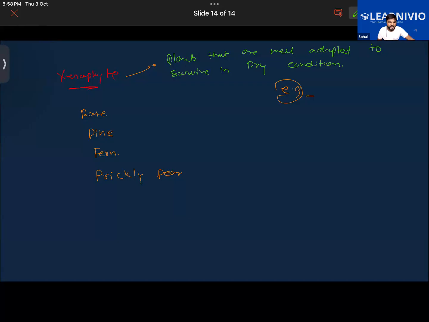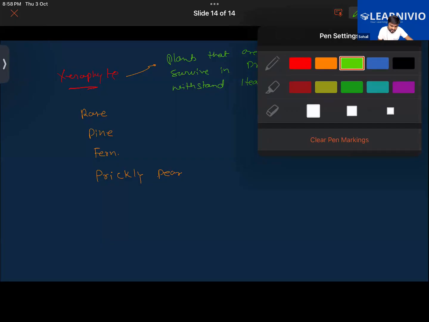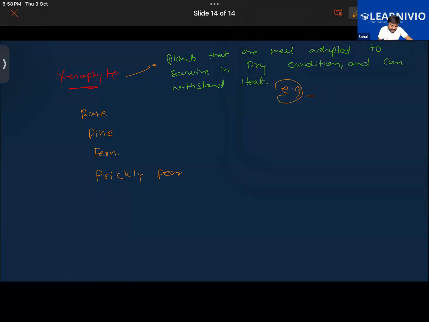Further, they can survive in dry conditions and can withstand heat. Okay, now withstand heat means that it can tolerate the heat. Now, talking about the examples, following are some of the common examples of the xerophyte.